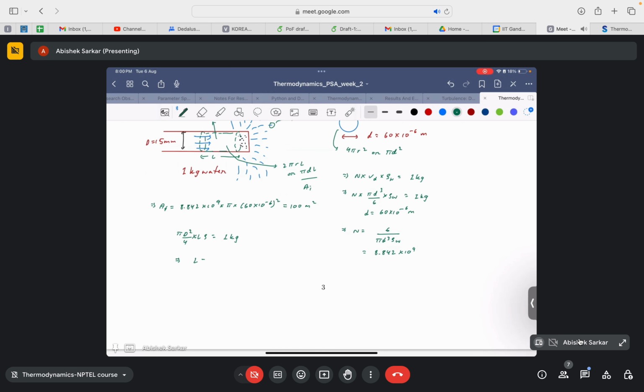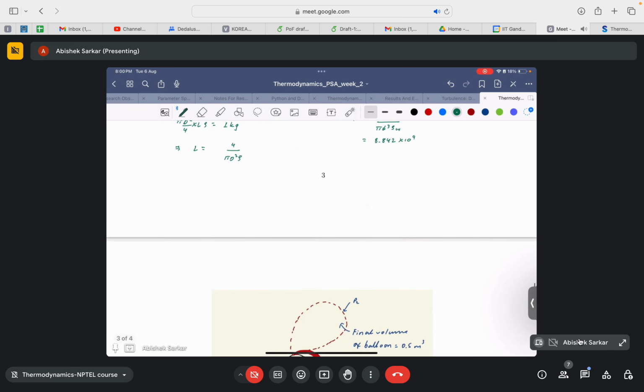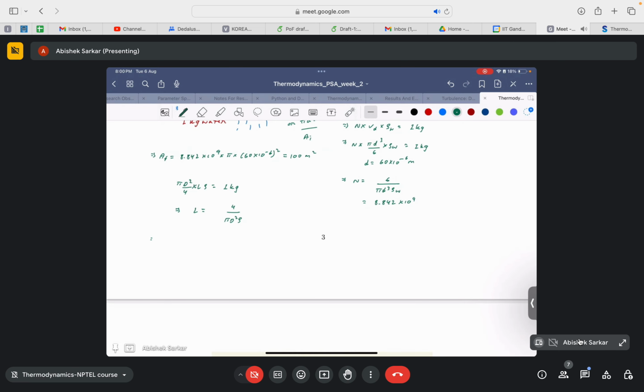Now to find L, you can just substitute. 4 will go up, so L is 4 divided by pi capital D square into rho, right? You get the value of L, the length of the cylindrical shape of water within the pipe. Now to find the initial surface area, it will be just pi capital D into L. Then just substitute the value of L here. So L would be 4 divided by pi capital D square into rho, right?